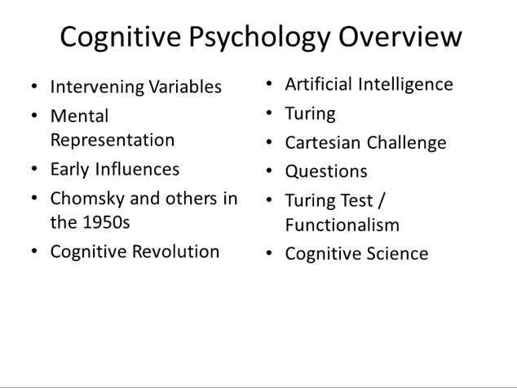Welcome back, class. Now let's talk about cognitive psychology. We'll be discussing such items as intervening variables, mental representation, the early influences on cognitive psychology, looking at individuals such as Chomsky and others, the cognitive revolution, the ideas and concepts of artificial intelligence, Turing, the Cartesian challenge, questions dealing with artificial intelligence, the Turing test, and functionalism in cognitive science.